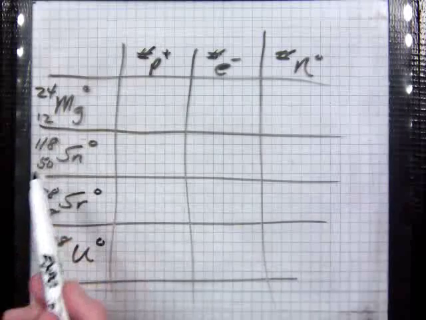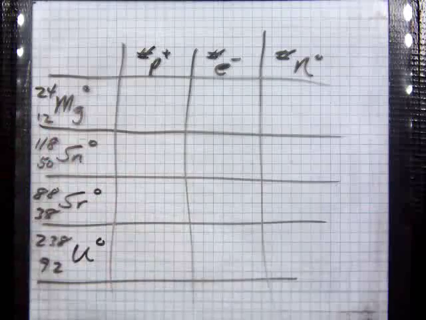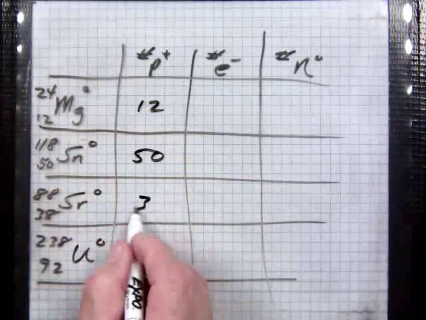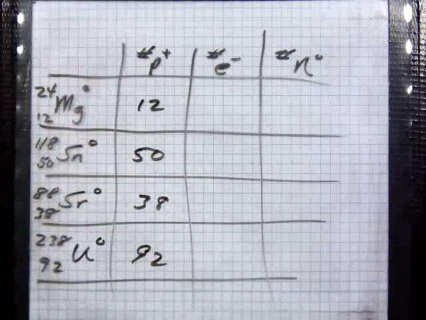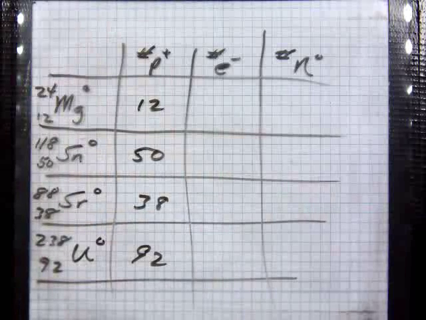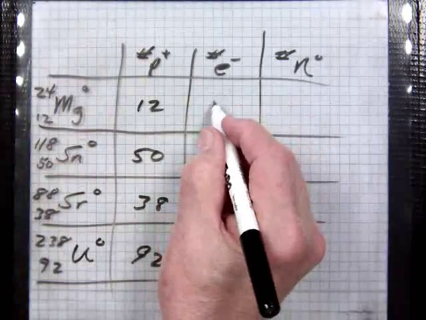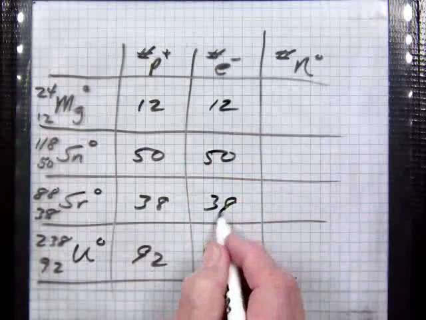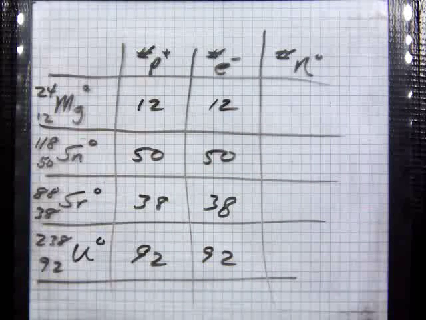Well, always the atomic number is the smaller of those two numbers, and that is of course 12 in this case, 50 in this case, 38 in that case, 92 in that case. So if we're talking about a neutral element, the number of protons equals the number of electrons. And of course that is 12, 50, 38, and 92.